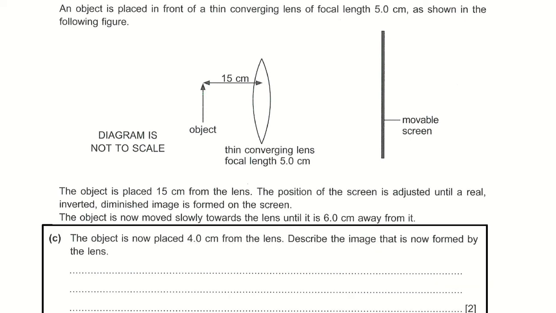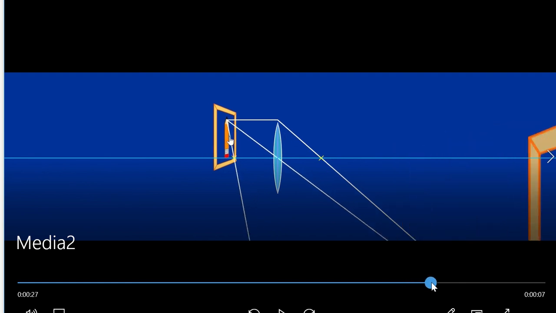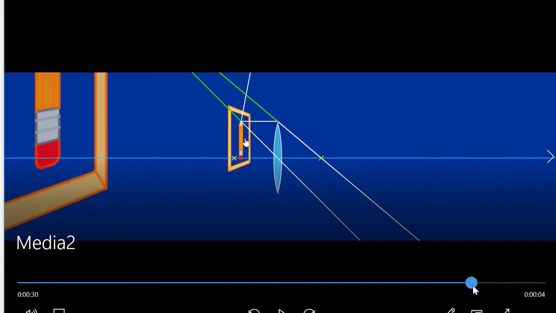So the last question, part C. The object is now 4 cm away from the lens; describe the image formed. If the focal length is 5 cm, 4 cm means it must go inside the principal focus. See what happens. Before this, there is an intersection point between the first and the second ray. But as I go past here, these two light rays become parallel and will never intersect over here. But don't worry, they intersect backwards.